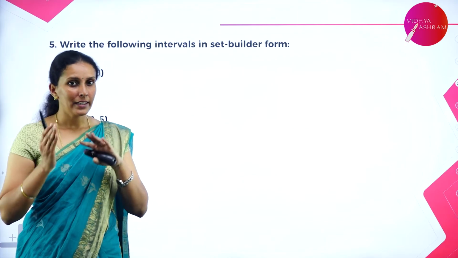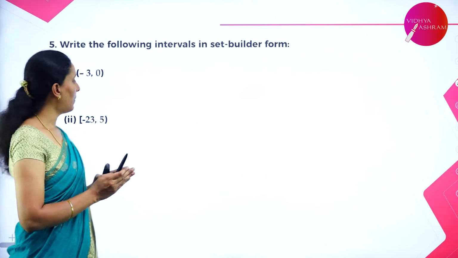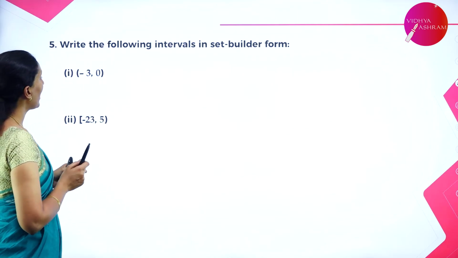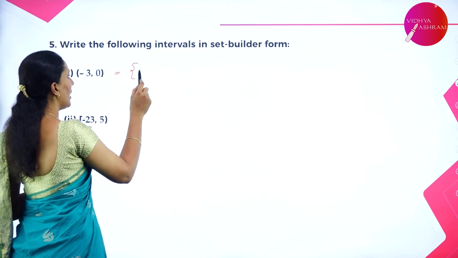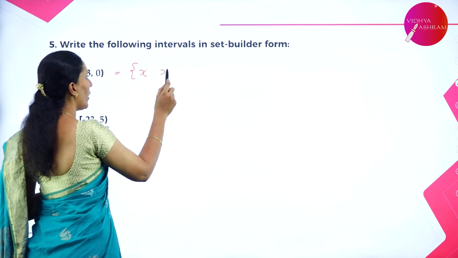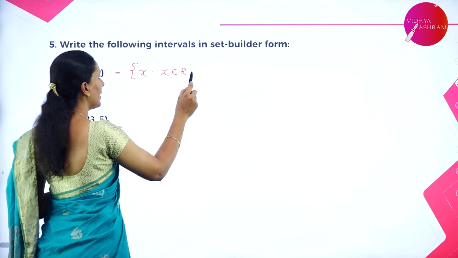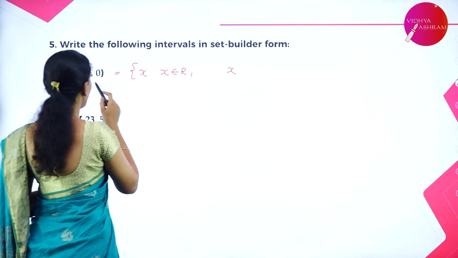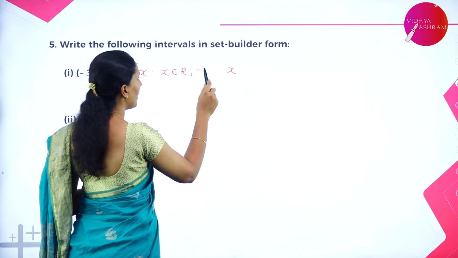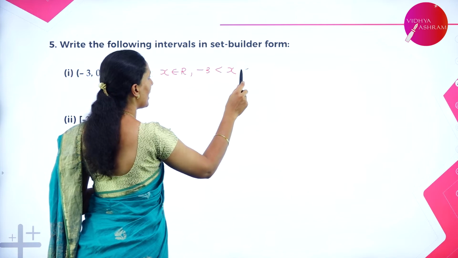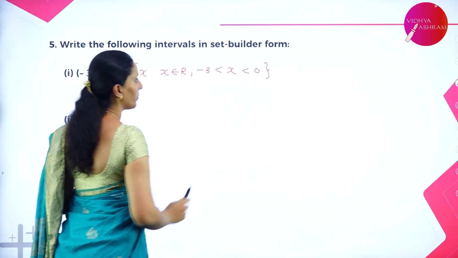Now let us write the intervals in the form of a set builder form. First we have minus 3 comma 0. So how we can write here? It is a collection of all numbers where x belongs to the set of real numbers. X lies between minus 3 and 0. Since both sides we have an open interval, we have minus 3 less than x less than 0.